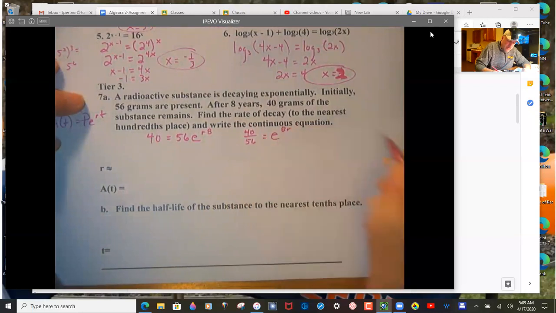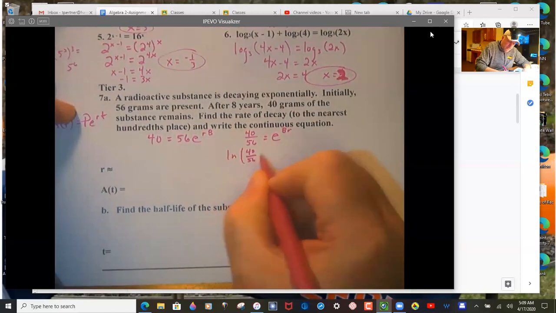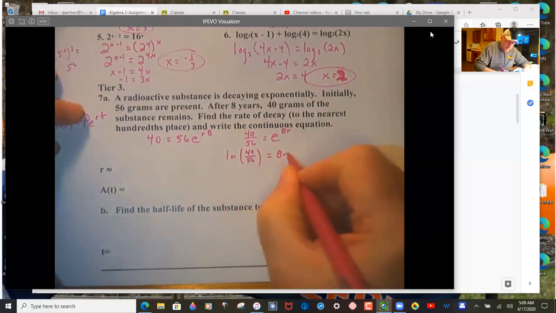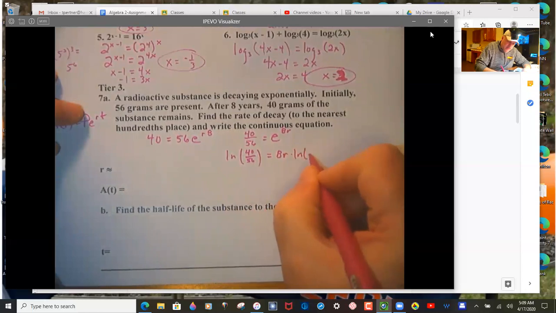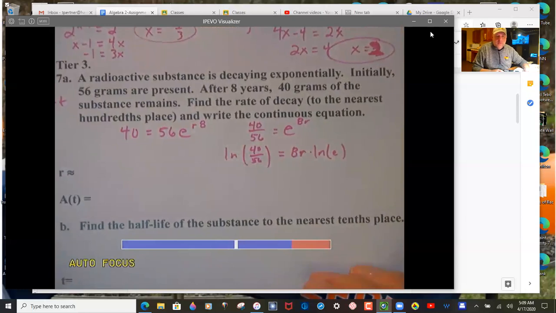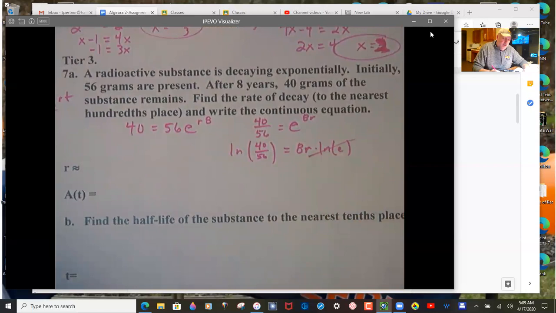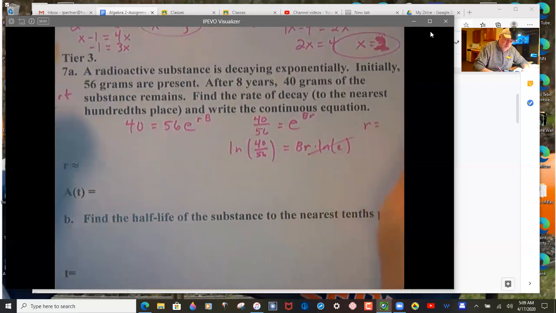equals e to the 8r, and then you need to do log base e on both sides, which we know, again, is ln. The 8r will come down. So that's the whole idea of logarithms, is to get that exponent down. So r is going to be ln of 40 over 56 divided by 8. And whatever that gives you.